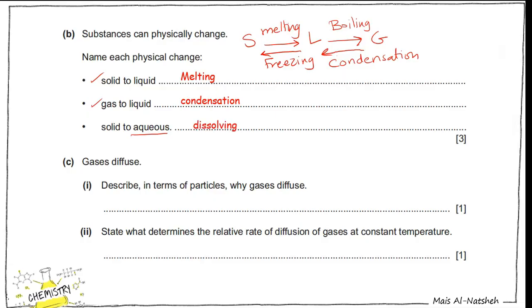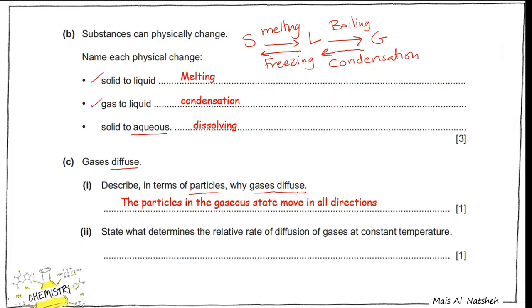Next part. Gases diffuse. Describe in terms of particles why gases diffuse. Now, the particles in the gaseous state move all the time in all directions. That is the reason why gases can diffuse.